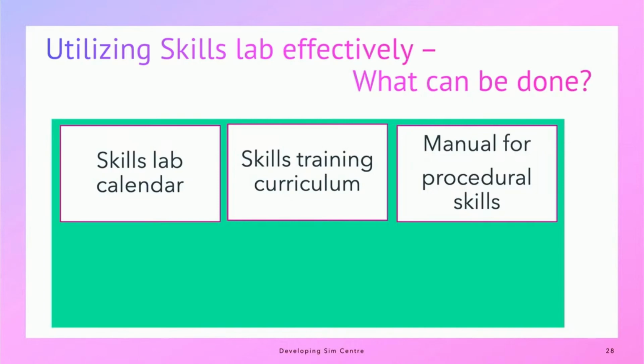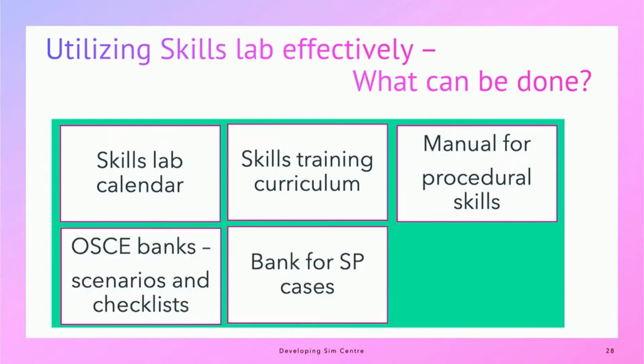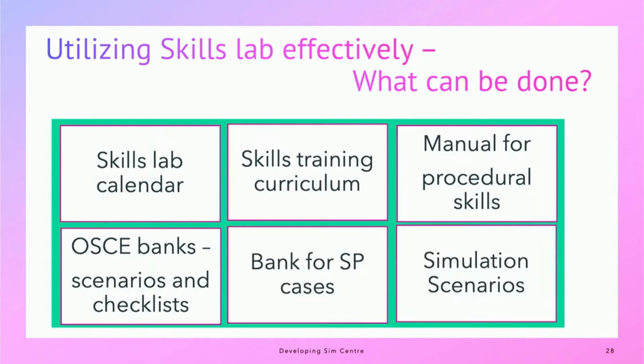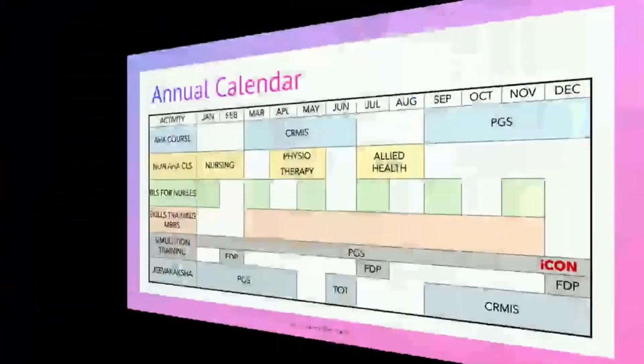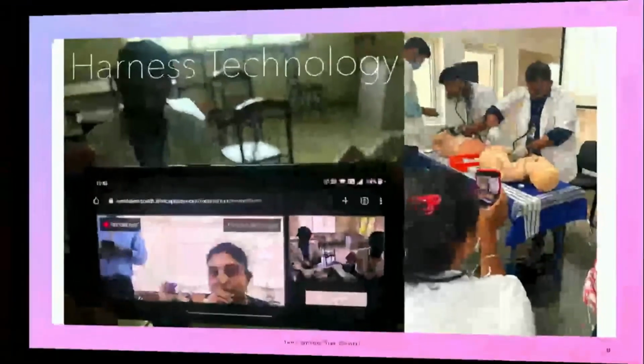We are in the process of preparing a manual for procedural skills, OSCE banks and scenarios, a bank for SP cases and their scenarios, and simulation scenarios. So this kind of documentation goes on, and in the new extension of the skill lab we are building, we have made one full room for documentation only. This is our annual calendar. You are there in iCON.